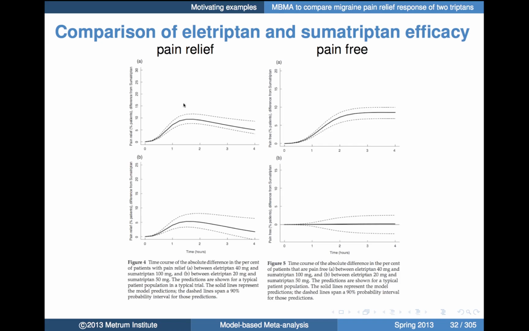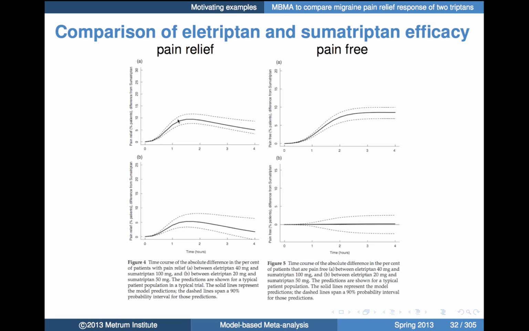The top panels correspond to comparing elatriptan 40 to sumatriptan 100, and the bottom are comparing elatriptan 20 to sumatriptan 50. So that was their reference points on both of those, and so they can look at those. Now in this case, anything greater than 0 corresponds to elatriptan being better than sumatriptan. So that was kind of the case they were making here.